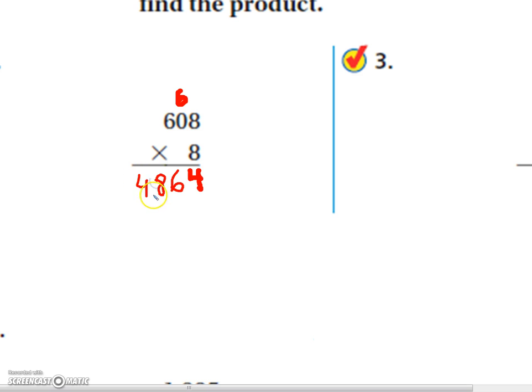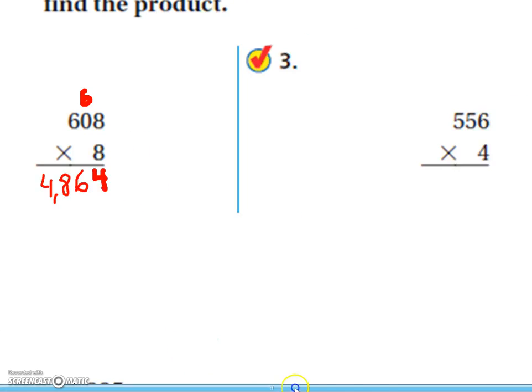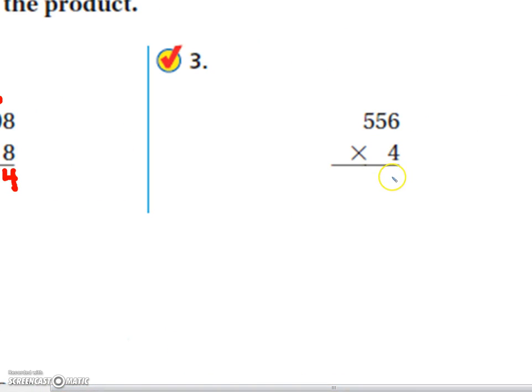So that's one example. Let's do this one. 6 times 4 is 24, so I put the 4 here, I put the 2 up here. 4 times 5 is 20, plus 2 is 22. 5 times 4 is 20, plus 2 is also 22. So that's the answer to this one.